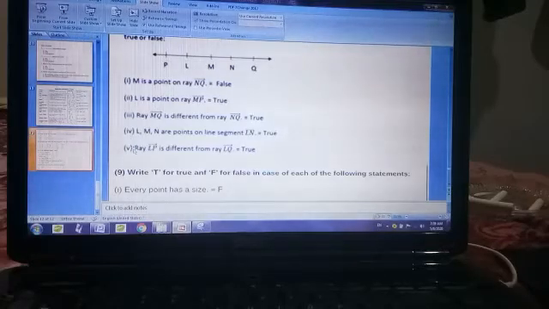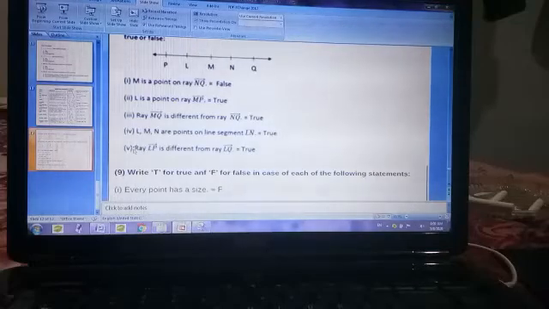L is a point on ray MP. MP starts from M going in the direction of P, to the left side, and because L lies between M and P, the statement is true. L, M, N are points on line segment LN. All three L, M, N belong to LN. That is why the statement is true.